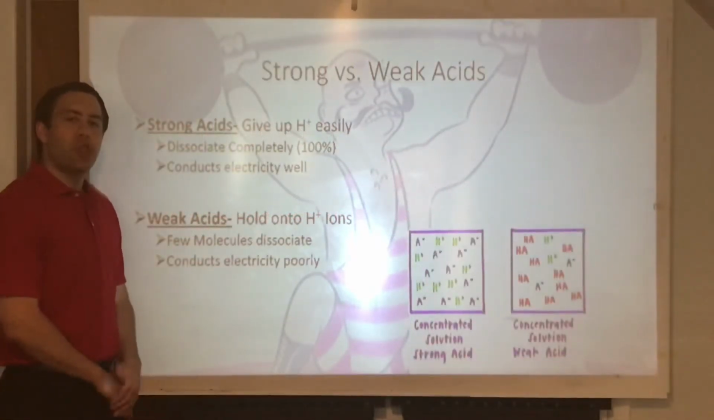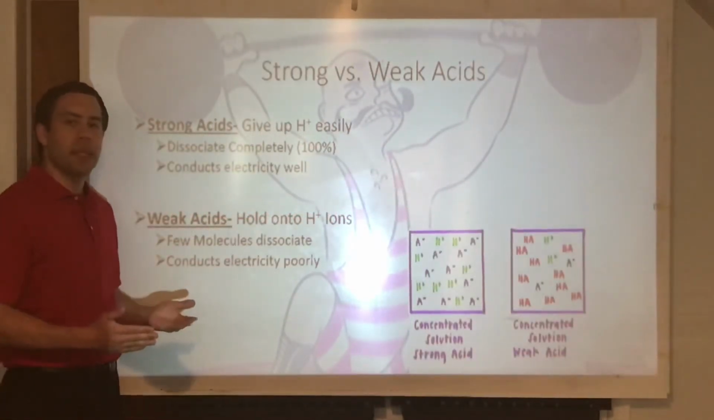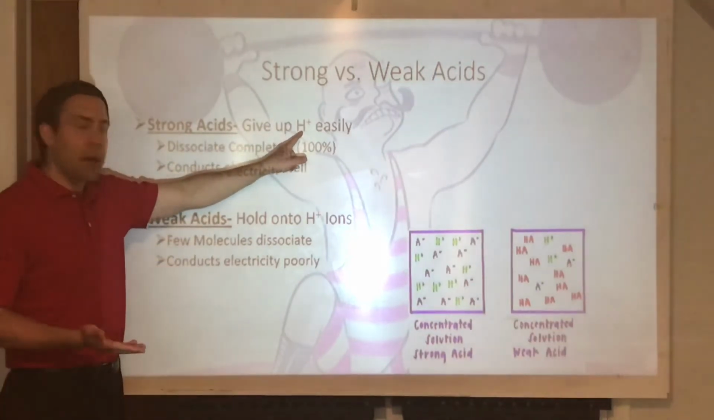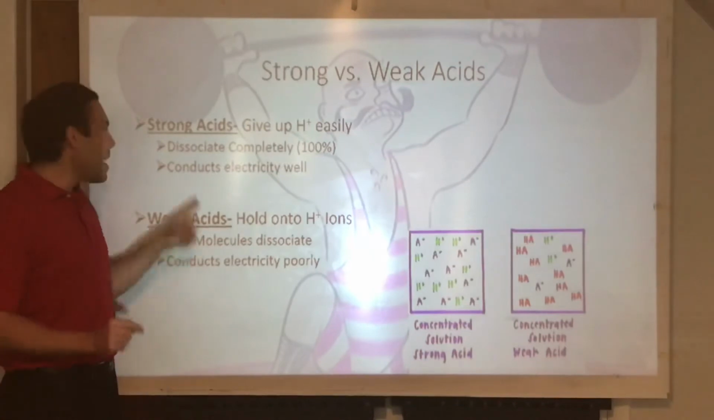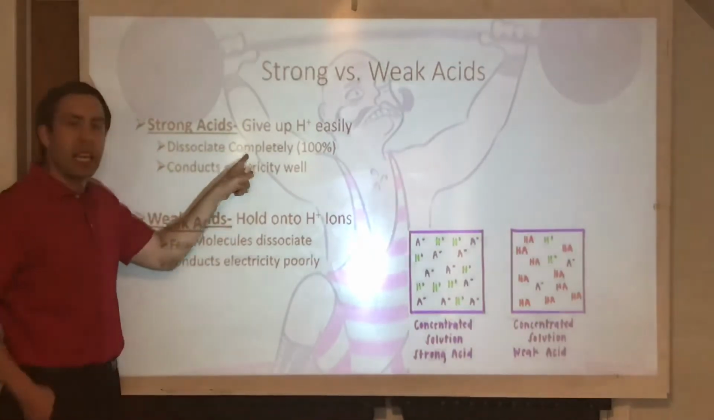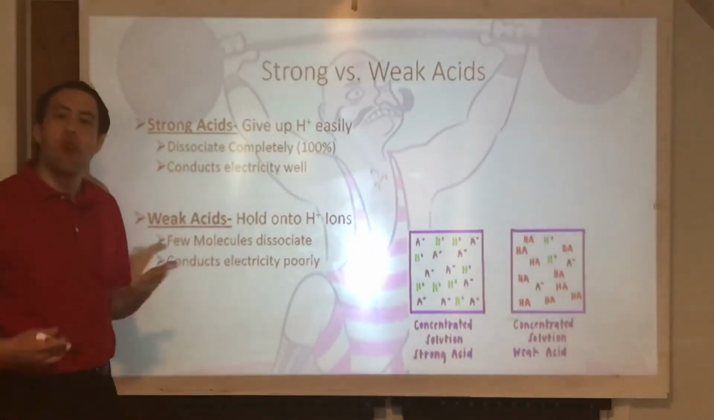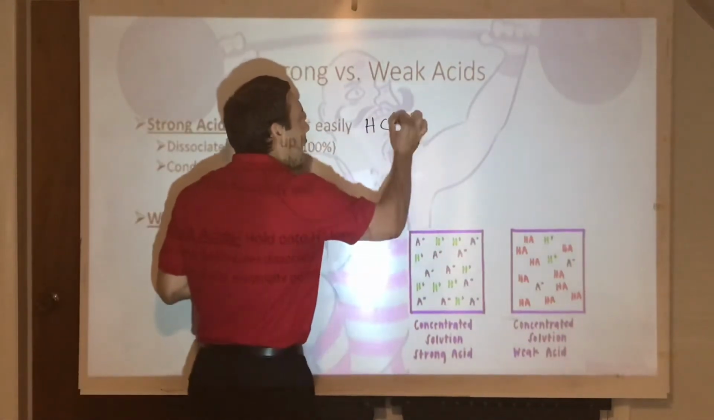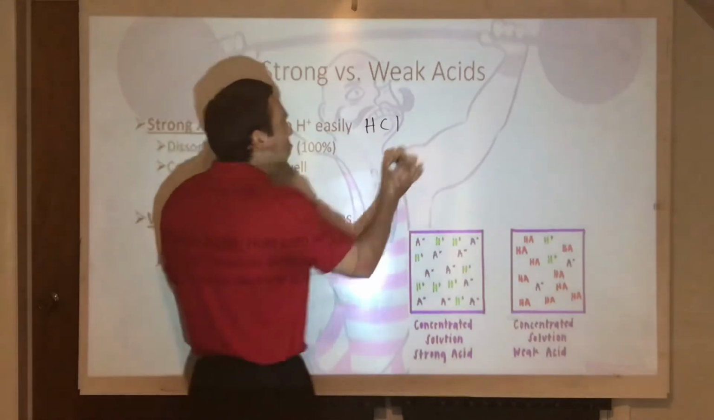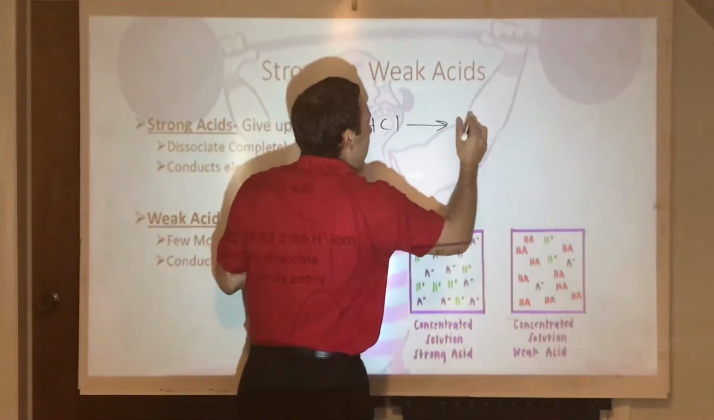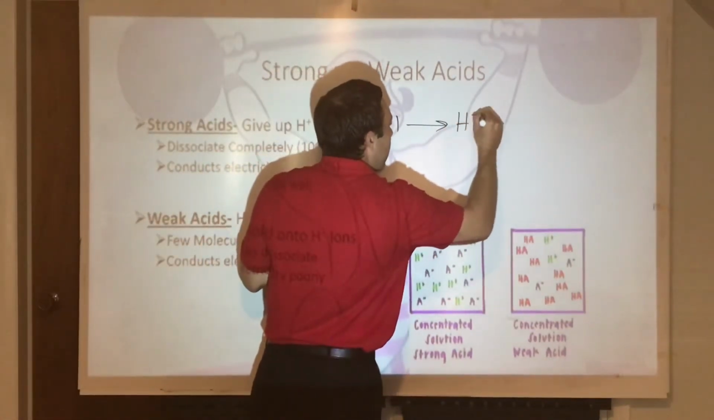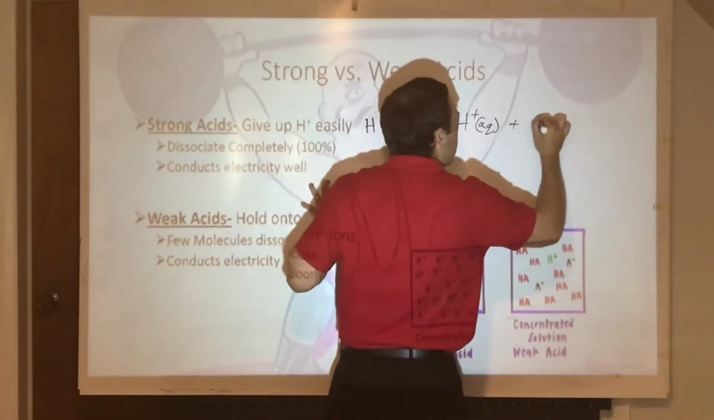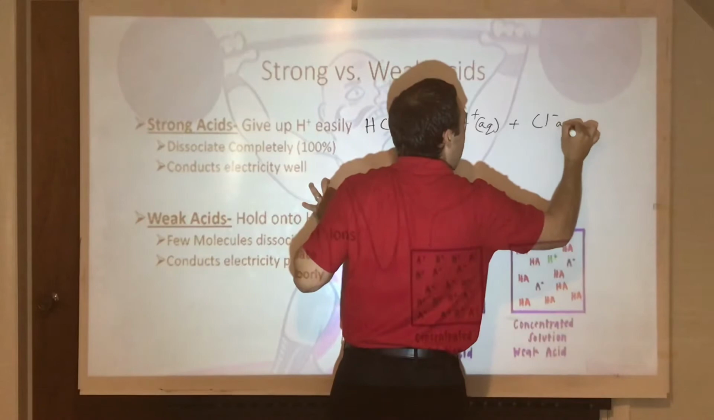Let's first talk about strong acids versus weak acids. A strong acid will give up an H+, a hydrogen ion, easily, which means it will dissociate completely, 100%. For example, hydrochloric acid, HCl, is a strong acid. So when it's dissolved in water, it breaks up completely into H+ ions and Cl- ions.